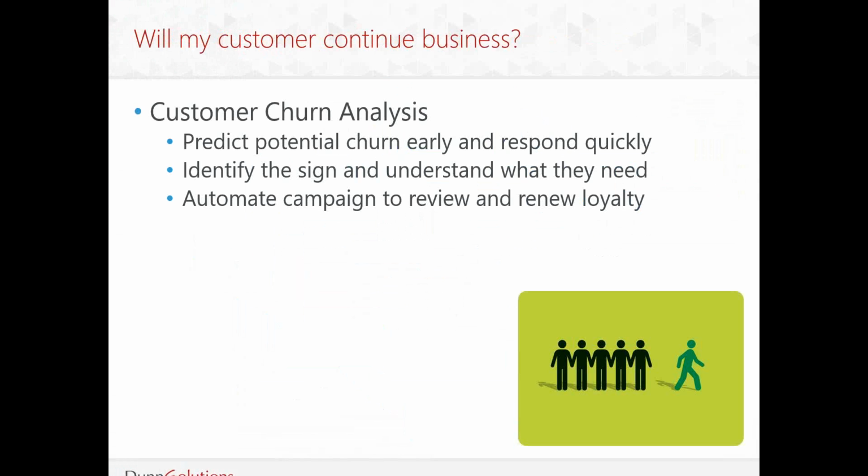So what we can do over here is build a model that can predict potential churn early, and then we respond quickly by doing some automatic campaign to try to revive and renew the loyalty. So we really need to identify the signs quickly and understand what they need.